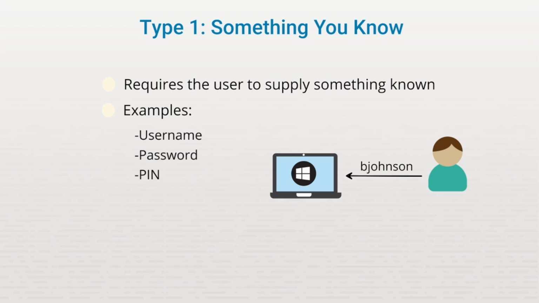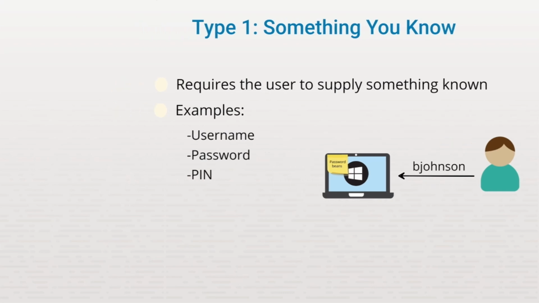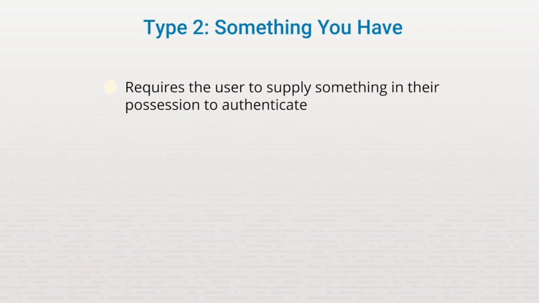And even though it's commonly used, Type 1 is also the least secure form of authentication because something you know is easy to transfer from person to person. For example, let's suppose a user writes their username and password on a sticky note and attaches it to their monitor. When they do this, somebody else can obtain those credentials and log into the system.